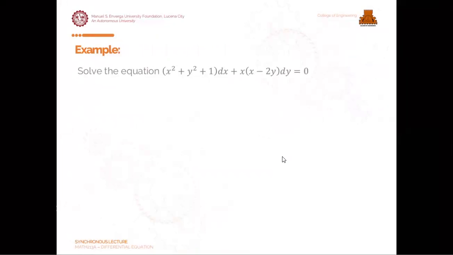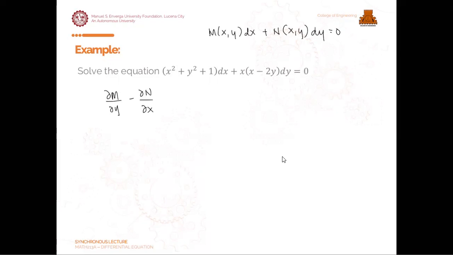So we have, solve the equation (x squared plus y squared plus 1) dx plus x(x minus 2y) dy is equals to 0. Okay? So again, yung pinaka-standard form ng differential equation natin is M(x,y), ibig sabihin in terms of x and y, dx plus N(x,y) dy is equals to 0. So, pag pina-identify sa atin, pinakuha sa atin yung formula natin, di ba difference yun ng partial of M over partial of y minus partial of N over partial of x. Okay?